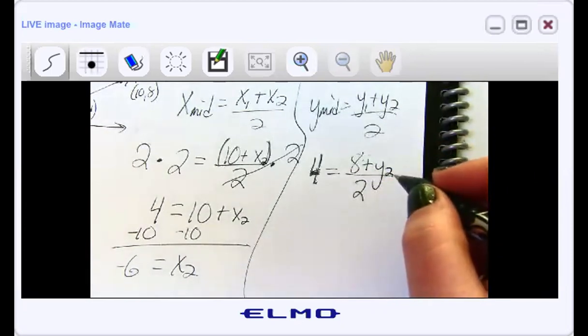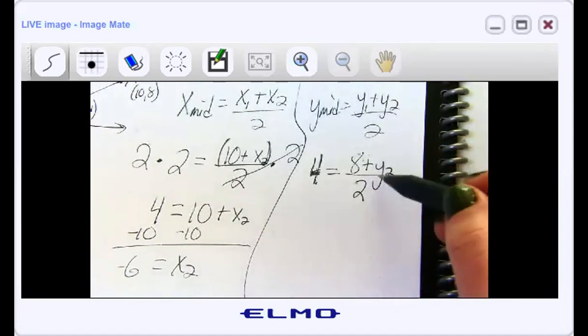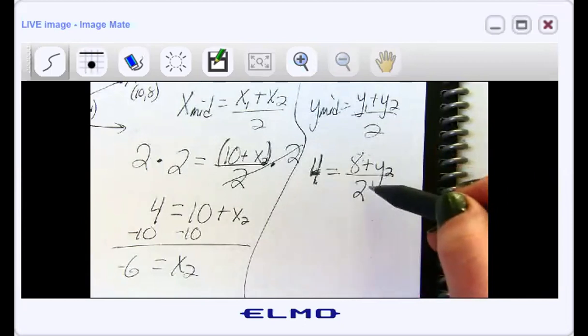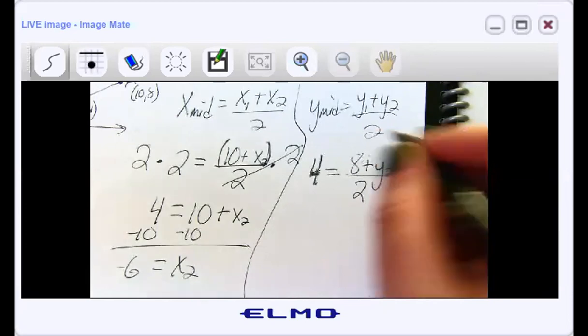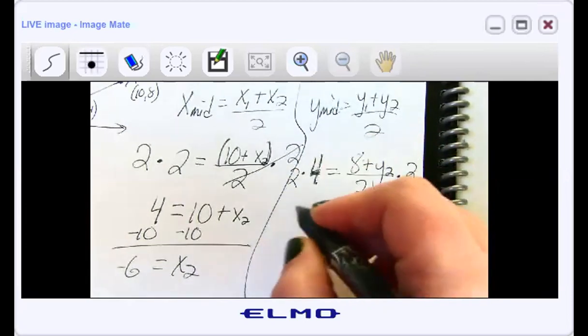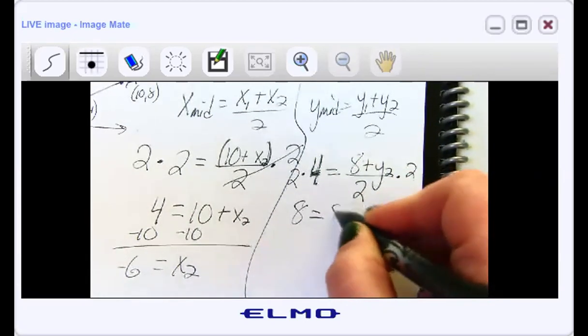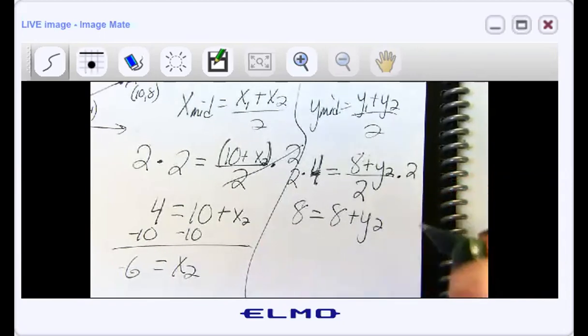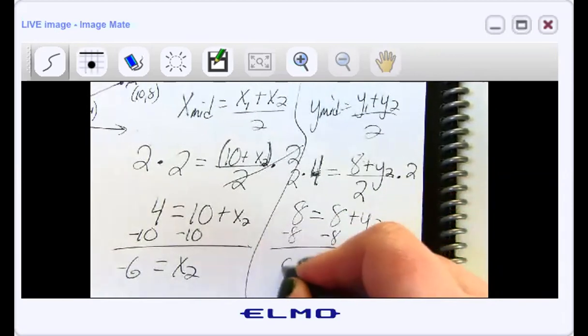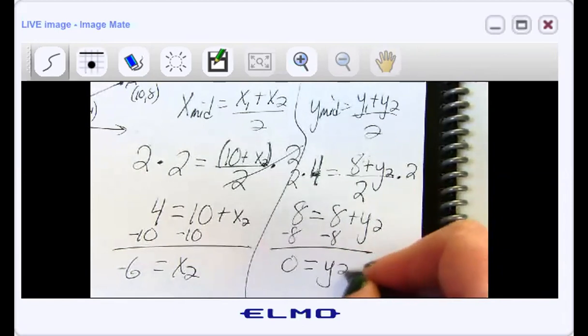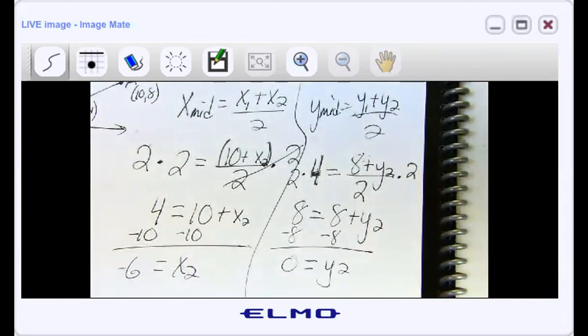Well, I'm going to start the same exact way. I want to get this y by itself. I have to undo dividing by 2. So the very first thing I'm going to do is multiply both sides by 2. So I times it by 2, I times it by 2. I get 8 equals 8 plus y2. Then all I have to do is subtract 8 from both sides. It just so happens that this one ends up being 0. Don't think you're wrong because you get 0. 0 is a number like anybody else. You have the answer now.